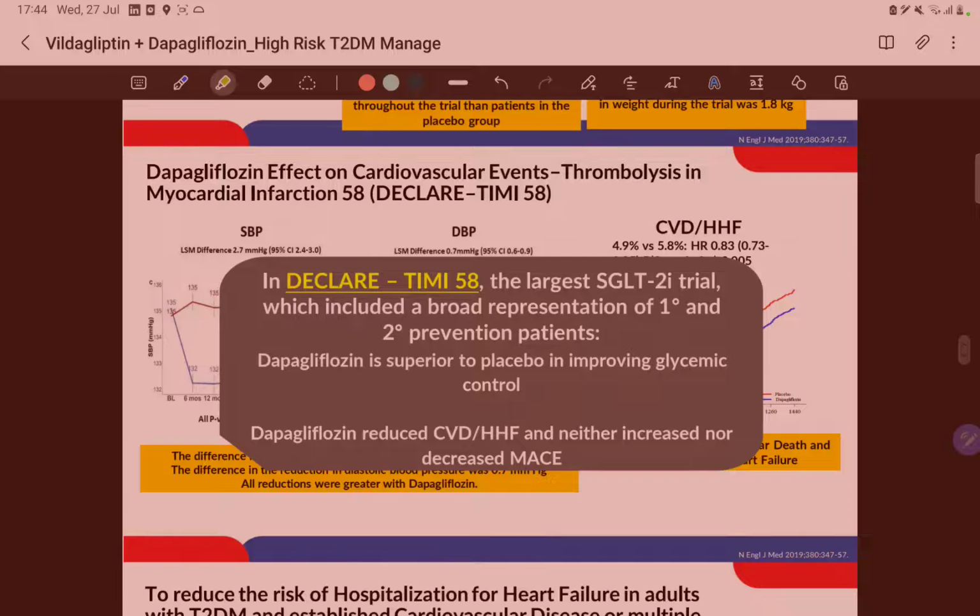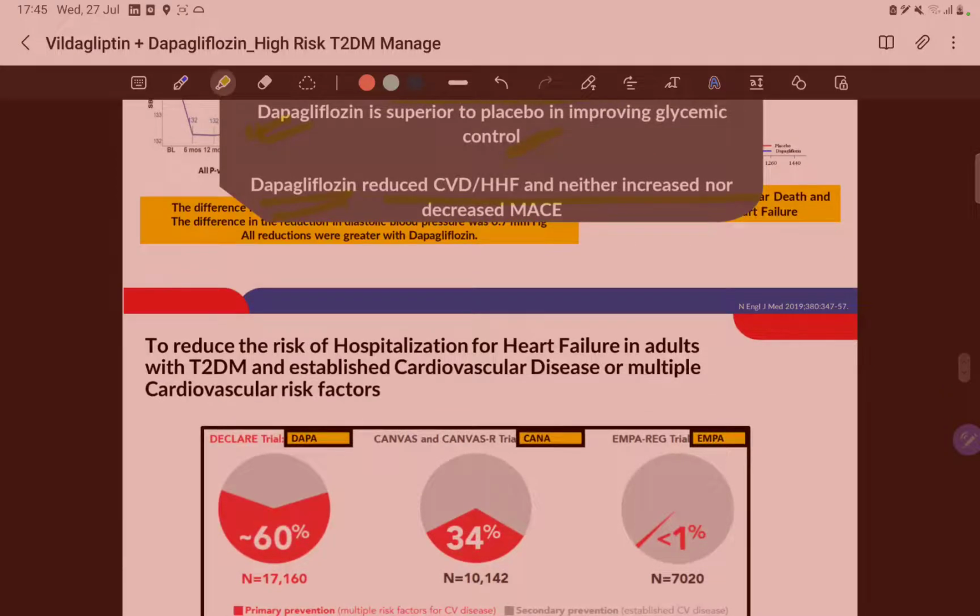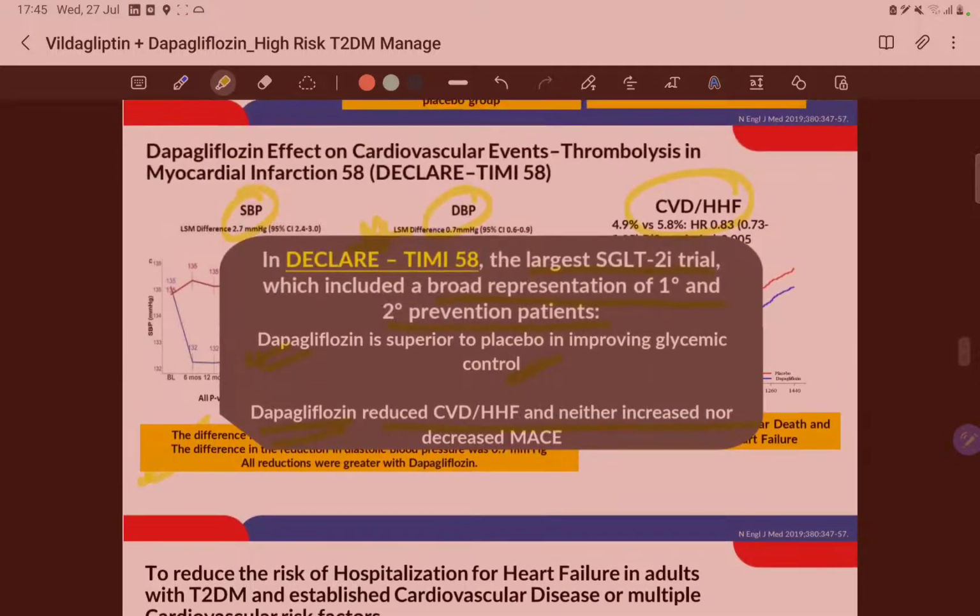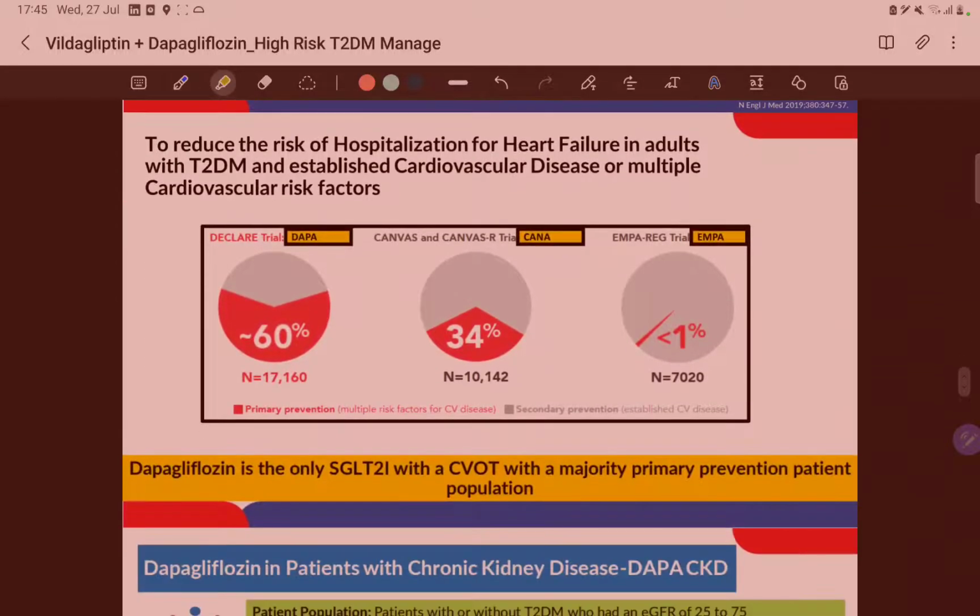Now we can see the systolic blood pressure, diastolic blood pressure, and the cardiovascular disease risk. Overall, we can see that DECLARE-TIMI 58 is the largest SGLT2 trial, which included a broad representation of primary and secondary prevention patients. Dapagliflozin is superior to the placebo in improving glycemic control, and dapagliflozin reduced CVD and HHF and neither increased nor decreased MACE. Okay, so it is very important. The differences show that there was a decrease. So DECLARE-TIMI 58 is really important.